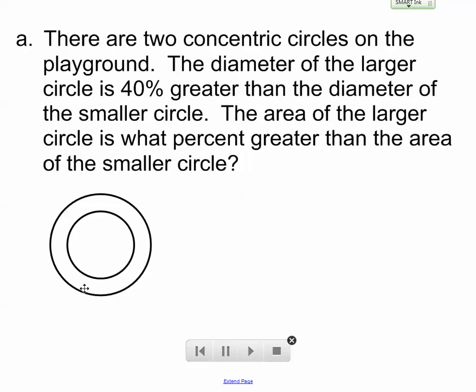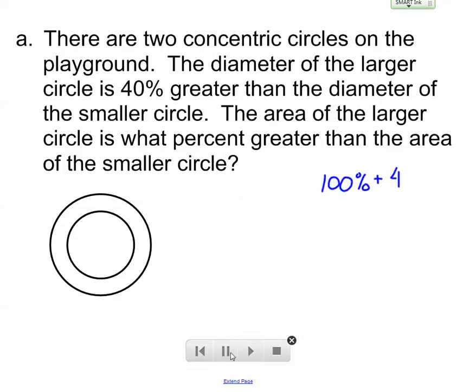There are two concentric circles on the playground. Here's an example of concentric circles that share the same center. The diameter of the larger circle is 40% greater than the diameter of the smaller circle. The area of the larger circle is what percent greater than the area of the smaller circle? So they don't give us any dimensions other than the fact that the diameter of the larger circle is 40% greater than the diameter of the smaller circle. All right.